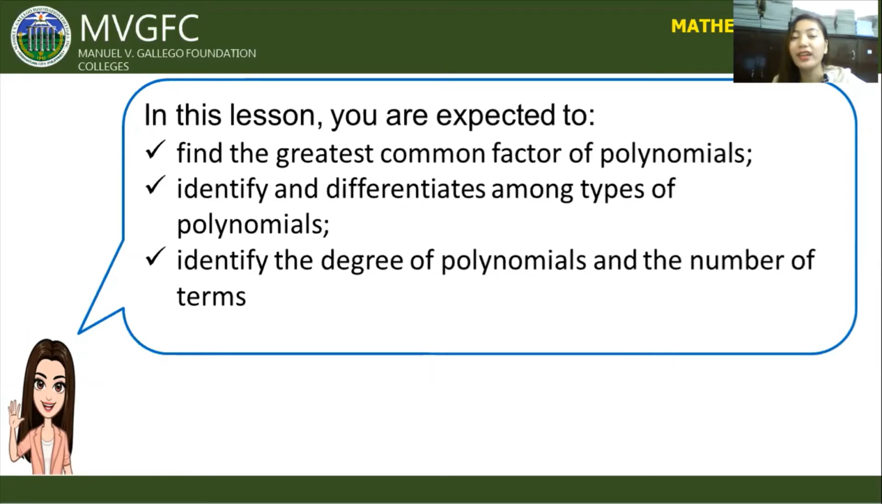Second, identify and differentiate among types of polynomials. And third, we have to identify the degree of polynomials and the number of terms.